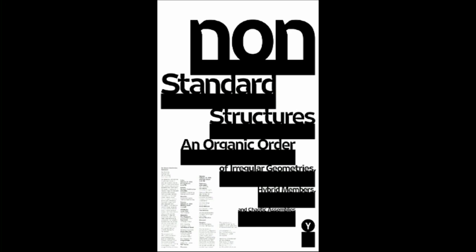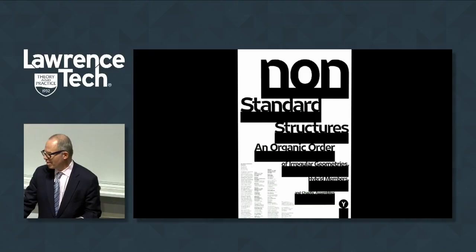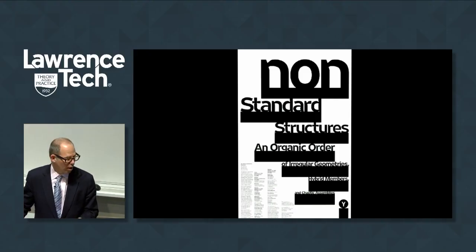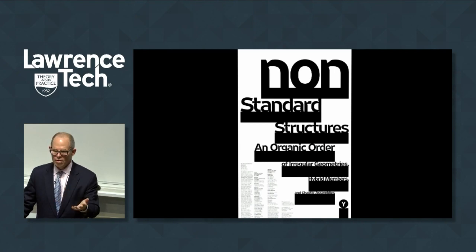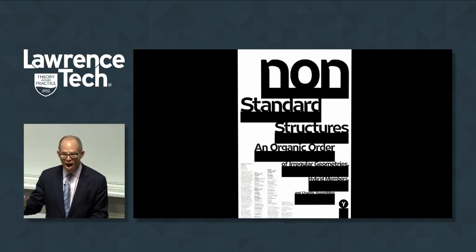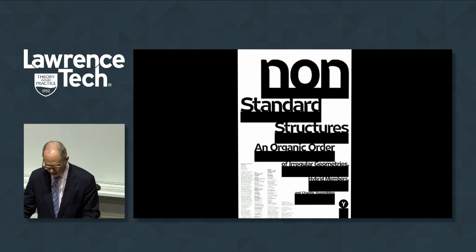Every once in a while they'd give me something where I had no idea what it meant. And so they did something called non-standard structures in organic order of irregular geometries, hybrid members, and chaotic assemblies. This is advice that I give everyone all the time, my students, and you can have it as well. When in doubt, if you're just given some words and you're not sure what they mean, and you're not sure that people are supposed to know what they mean, just make them really big and put them there and say them really loud, like, of course you know what this means, right?